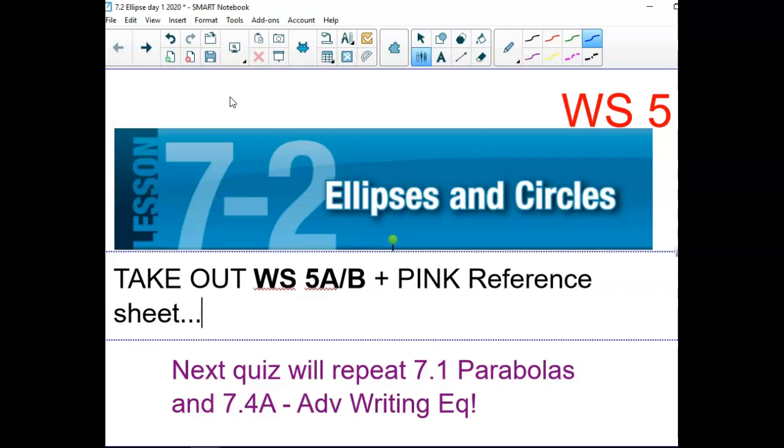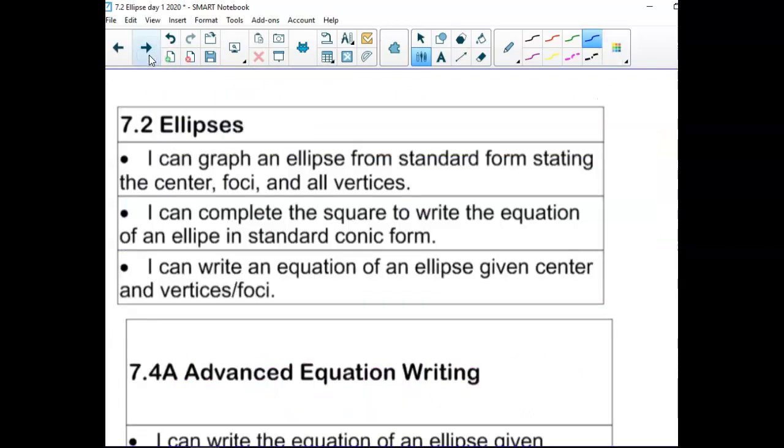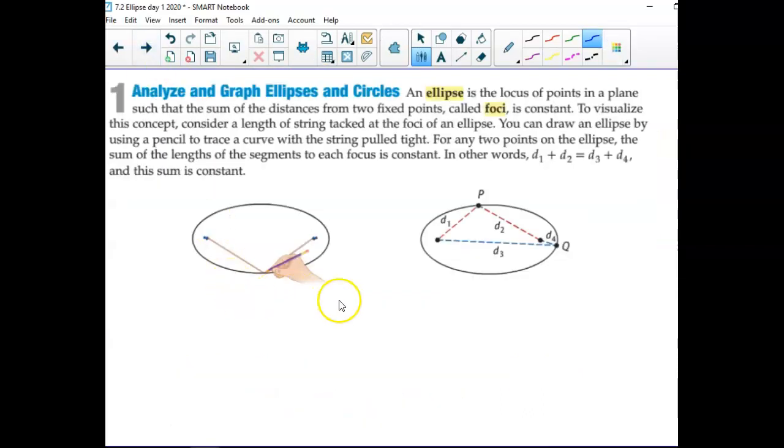Okay, so standard form for an ellipse. Well, an ellipse is made by doing this. Okay, so I'm gonna not pause the video and try to yell really loud from across the room.